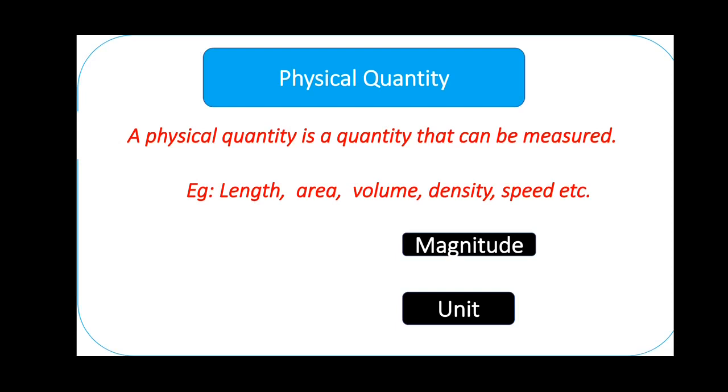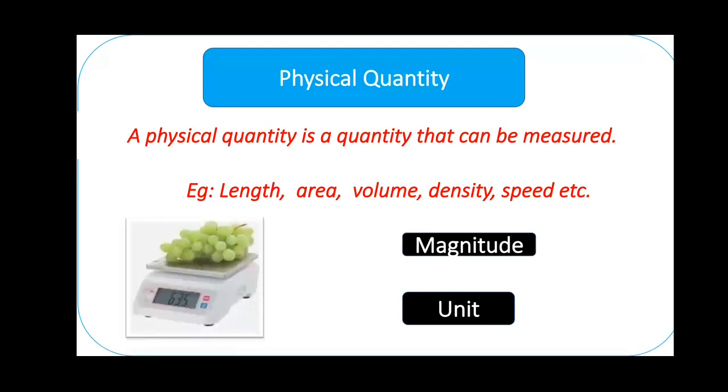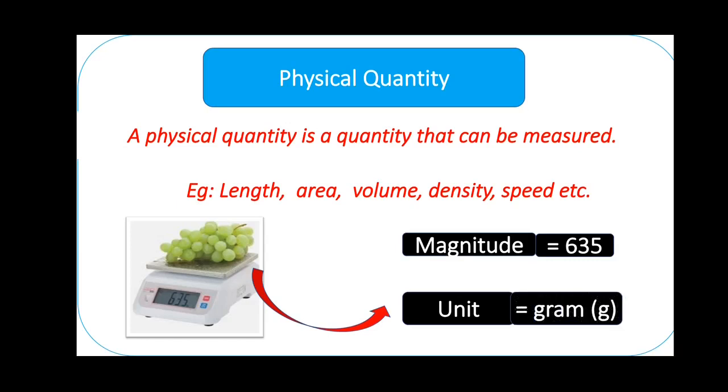For example, in the figure, we can see the mass of grapes on a weighing machine is measured at 635 gram. Here, mass is a fundamental physical quantity. 635 is the magnitude and gram is the unit and g is the unit symbol for gram. Now let us learn about area, which is a derived physical quantity.